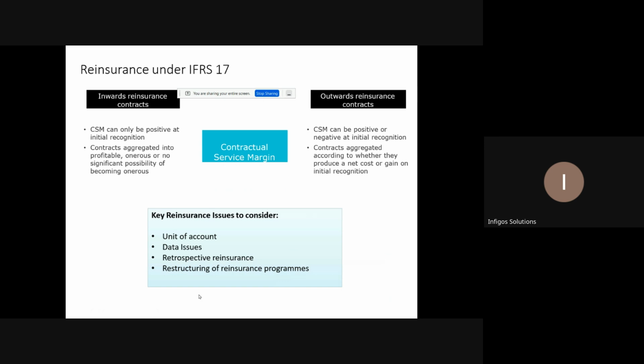In reinsurance, when you have inward reinsurance, CSM can be only positive at initial recognition, and the contract can be profitable, onerous, or have a non-significant probability of being onerous, which is basically non-onerous. And outward, it could be positive or negative. So you need to look into these details when you start implementing the reinsurance contract liabilities or assets, depending upon whether it's profitable or non-profitable.